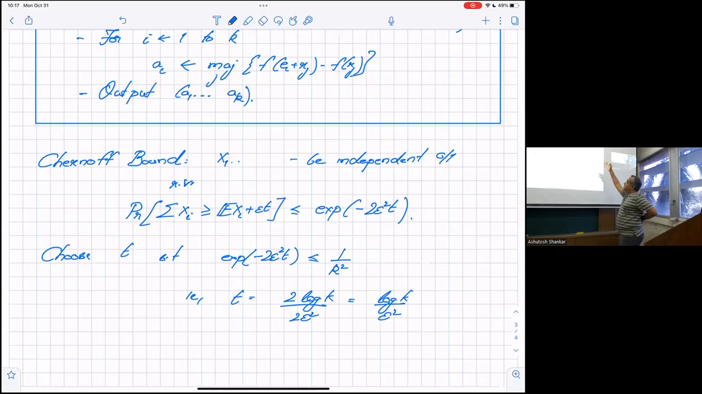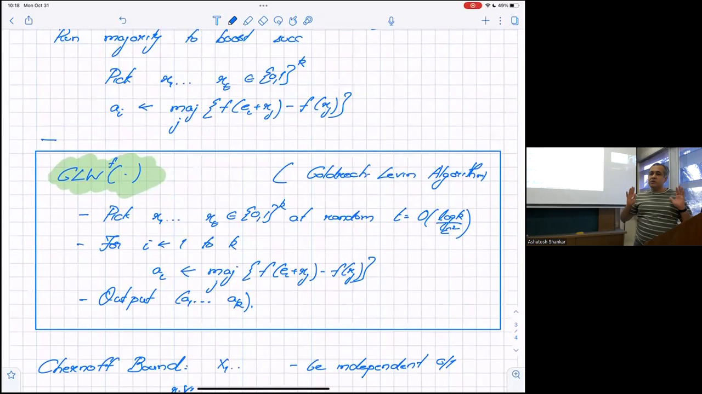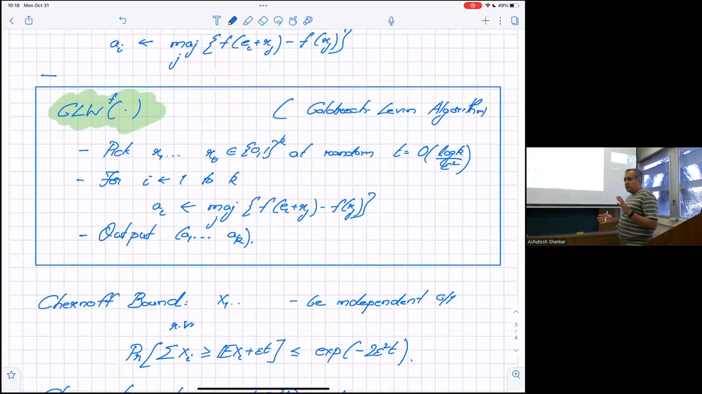So that's the t which will get you the error of 1 by k squared. Each a will be correct with error 1 over k squared. Therefore, all of a1 to ak will be correct with error at most, by the union bound, 1 over k. So with probability 1 minus 1 over k, you get the correct a1 to ak. Is that right? I've done nothing so far, this is very simple. Unique decoding is easy in this setting. You just do the majority.